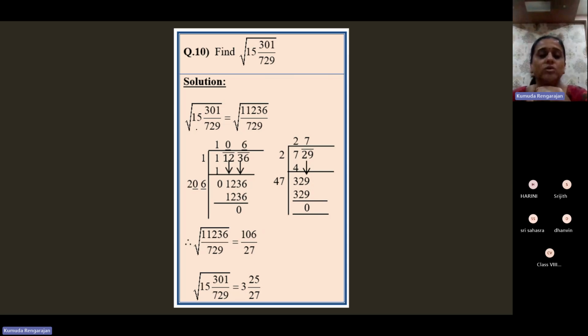So first convert this mixed fraction to an improper fraction. That's the first step. Then find the square root of the numerator and the square root of the denominator. You can use long division. The prime factorization method may be time consuming sometimes. If nothing is mentioned, you can always use the long division method. Only if the question specifies the prime factorization method do you have to use that.